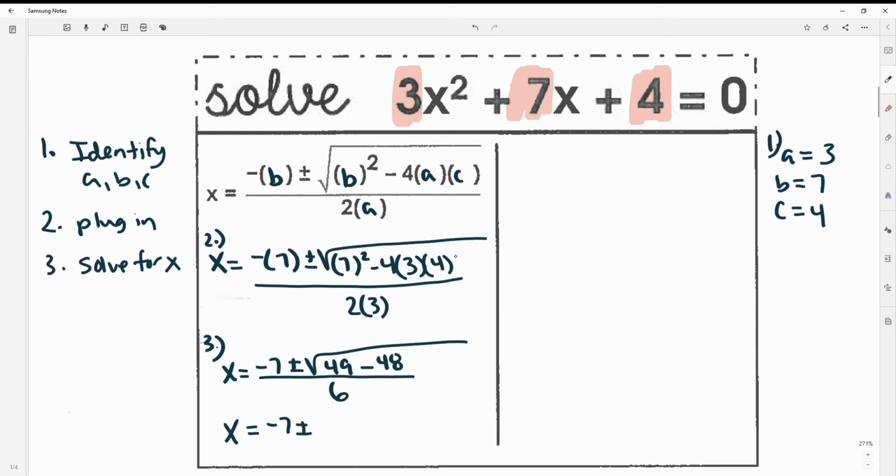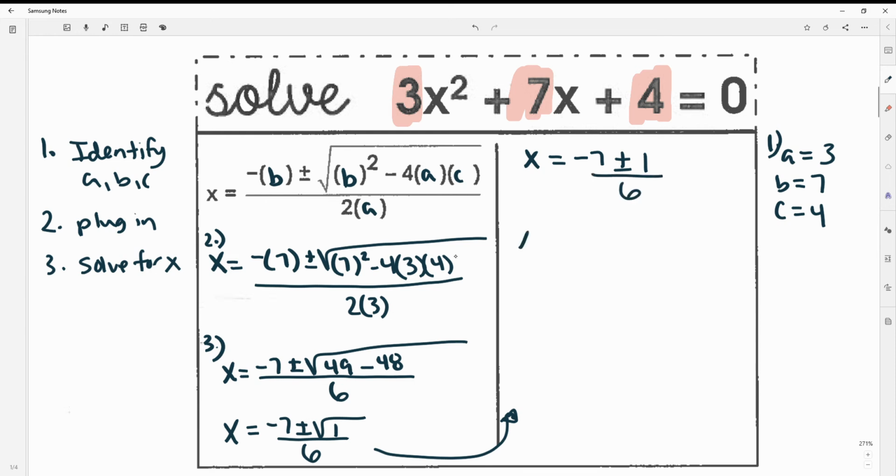-7 plus or minus the square root of 1 over 6. Okay, 49 minus 48 is 1. I'm going to keep going on the other side because I'm running out of space here. I got to figure out what the square root of 1 is, which is why it has the plus and minus. When you get the square root, you have a positive value and a negative value, which is why it has that. So I have -7 plus or minus 1, divided by 6.